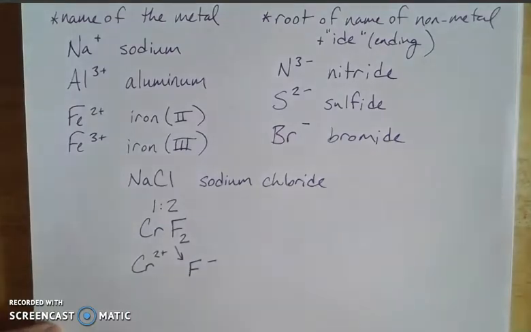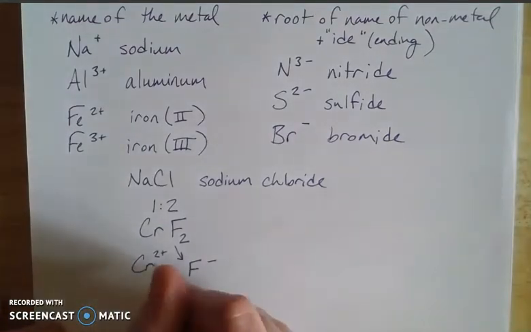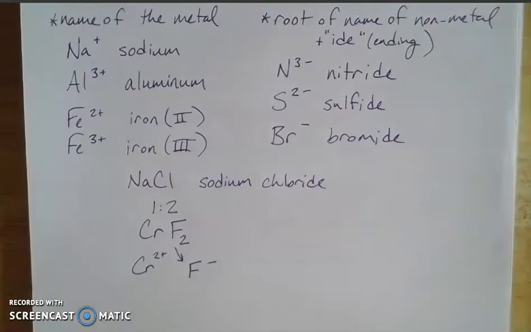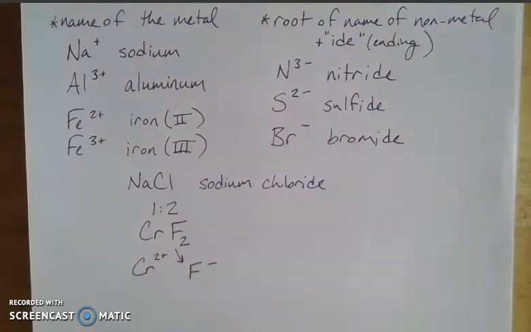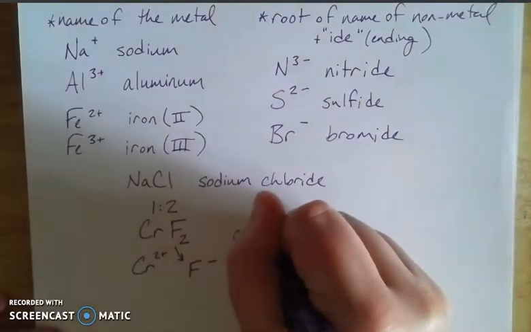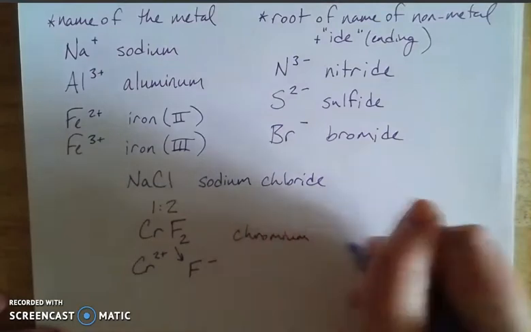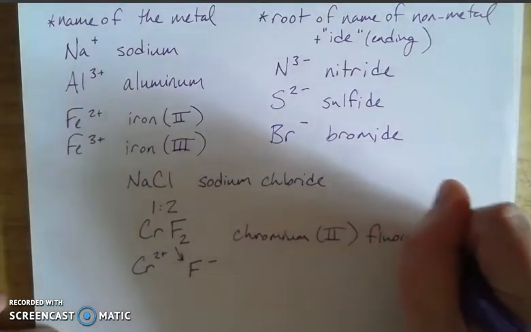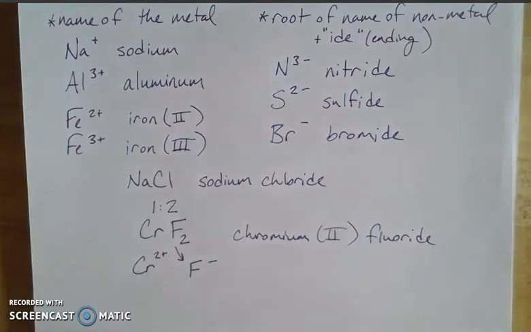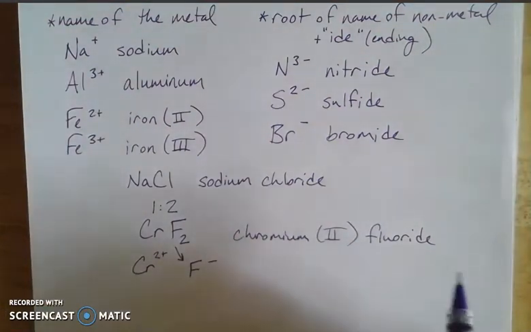With me on that? So when I name this thing, I have to name it in accordance because chromium is one of our transition metals. So it's here in the middle of the periodic table. It can have a variable charge. So when I name this thing, it's going to be chromium(II) fluoride. And remember with fluorine, it's "uo," not "ou." It's not "flouride," it's "fluoride."